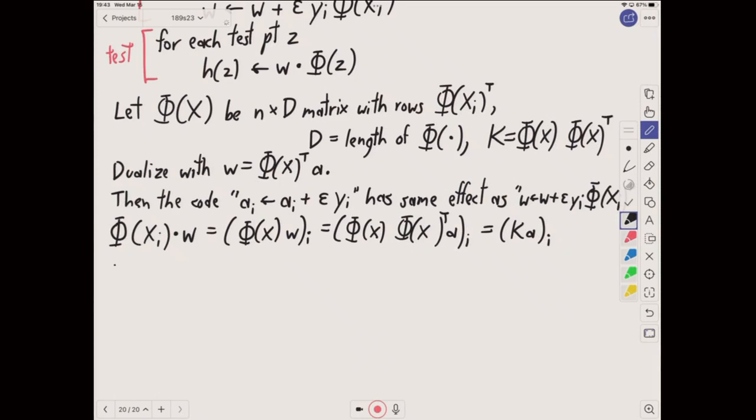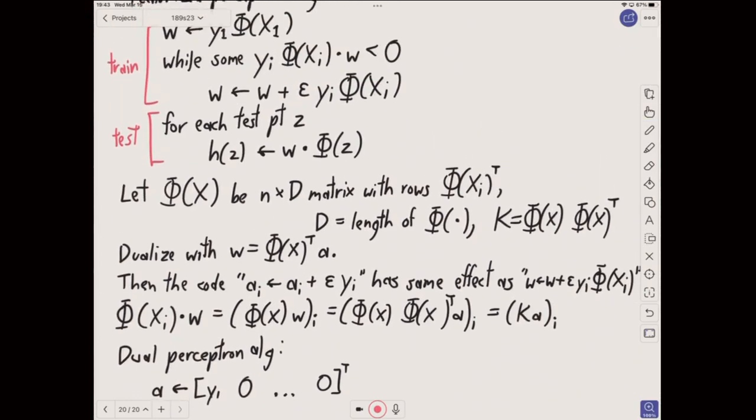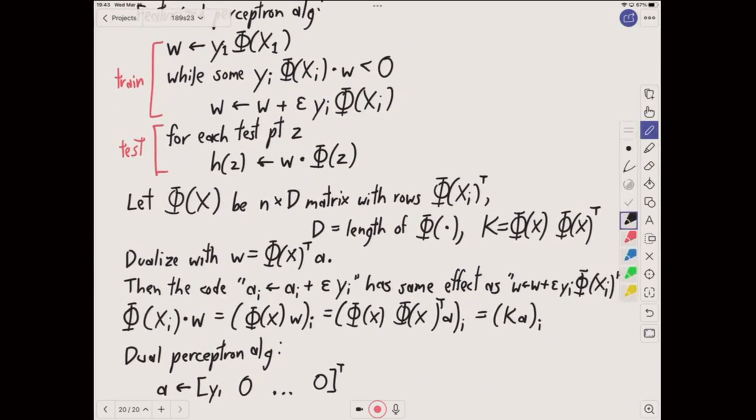All right, so putting this together gives us the dual perceptron algorithm, which is going to work like this. First step, I need to initialize the dual weights. Probably anything that's not 0 will do, but here's what I suggest. Take a vector that's all 0 except that the very first element is y1. And so this line of code has the same effect as this code in the primal algorithm.